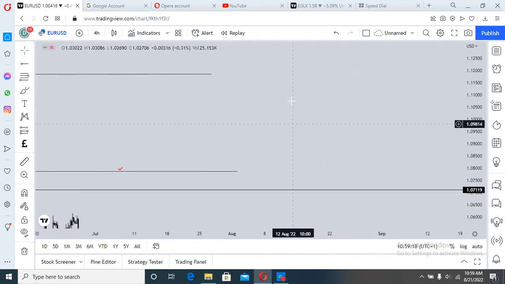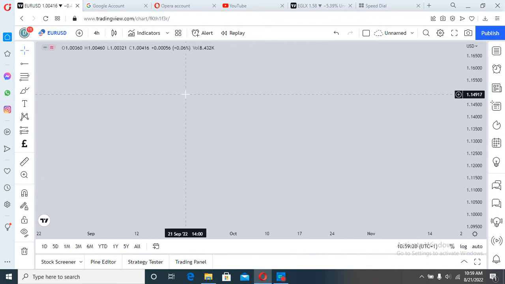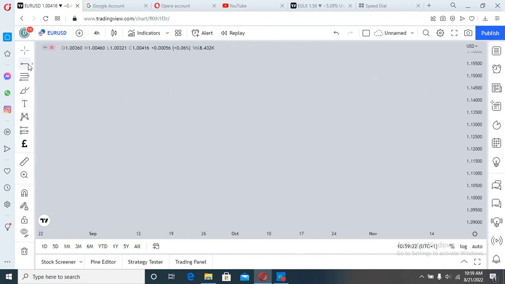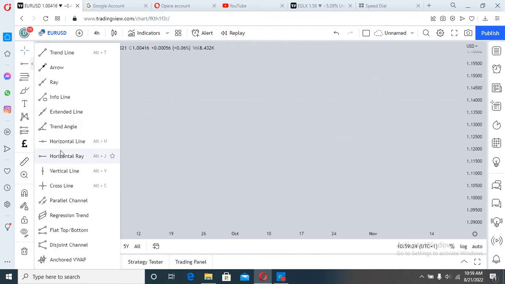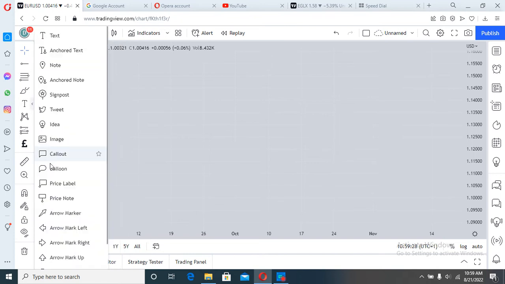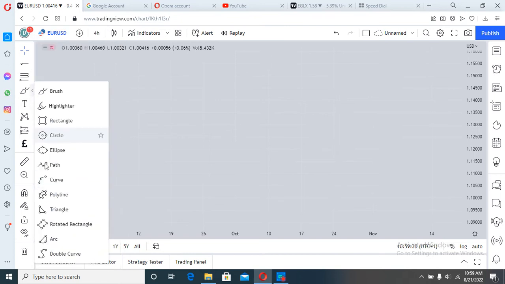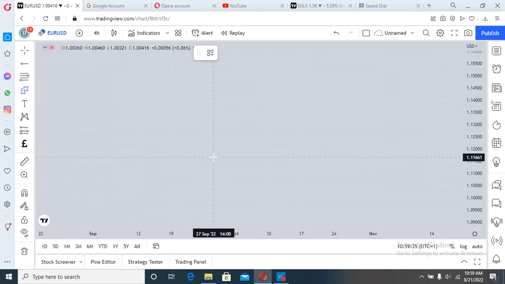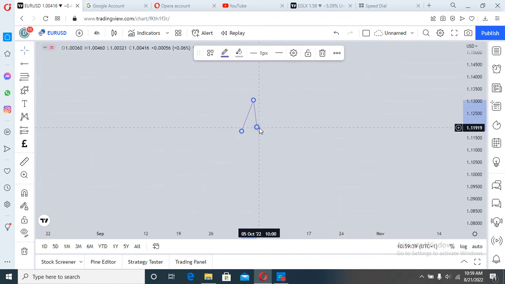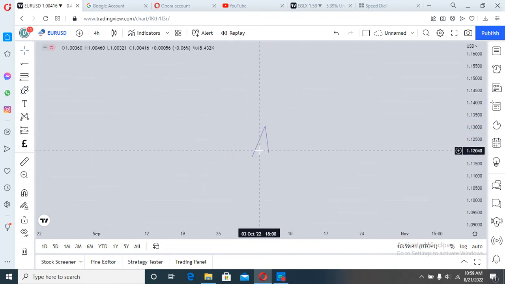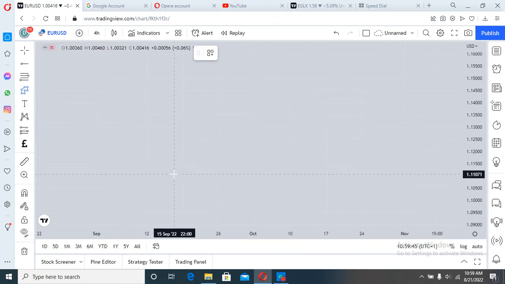Now, the things you should be looking for: first thing you should know is that market structure is number one key, right? Let's just say these are the things you're looking at when you're trading. Let's say we are in a bullish structure.